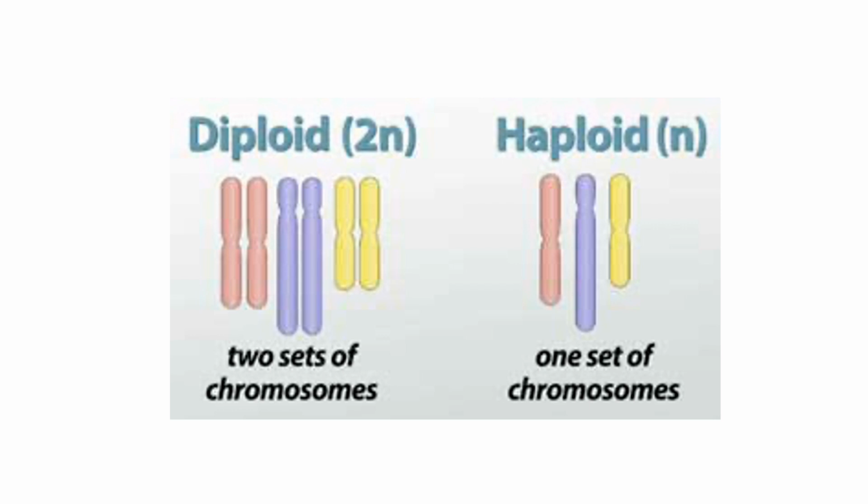Looking at a set of chromosomes, in diploid you have, again, 2 sets of chromosomes. Notice we have 2 pink, 2 purple, 2 yellow. In haploid, you've only got 1 set of chromosomes. There's only 1 pink, 1 purple, 1 yellow.